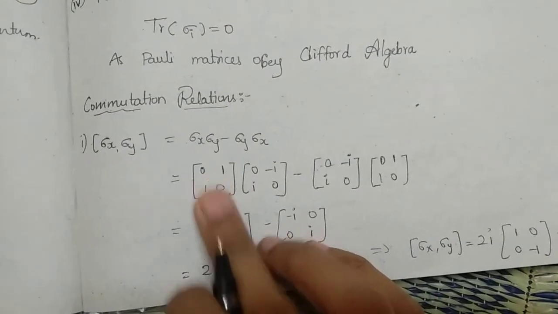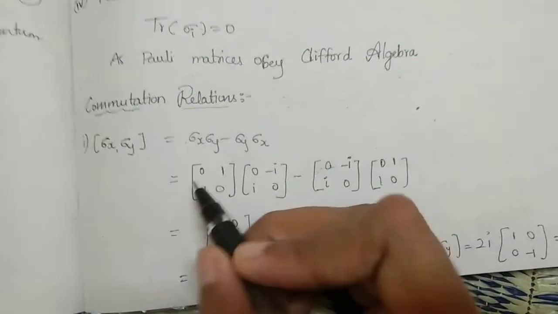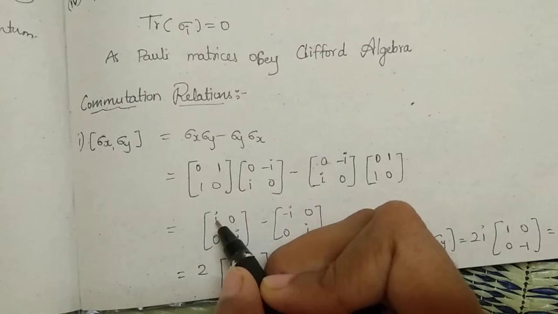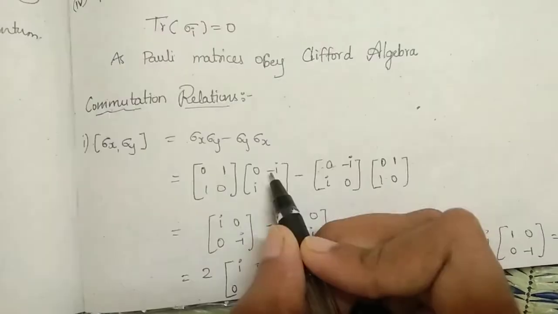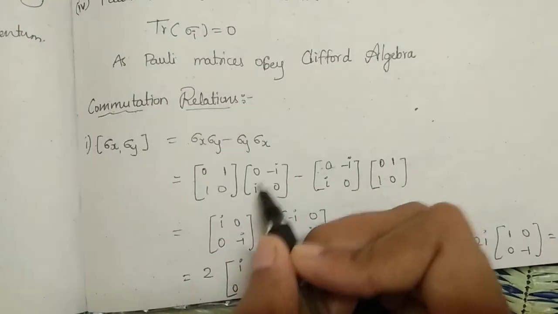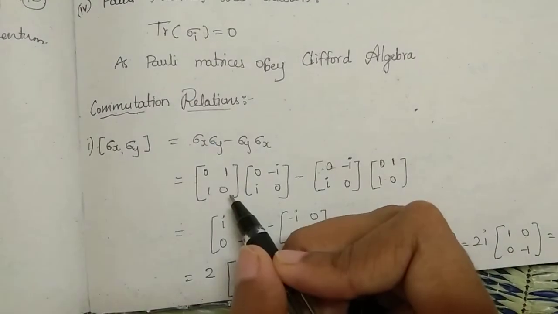So sigma x is this, 0, 1, 1, 0. Sigma y, 0, minus i, i, 0. So on multiplication, 0 into 0, 0 plus 1 into i. And 0 into minus i, 0, 1 into 0, 0. So 0. 1 into 0, 0, 0 into i, 0. So 1 into minus i, minus i plus 0 into 0, 0.